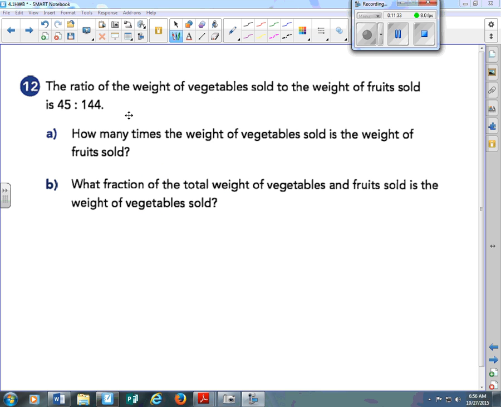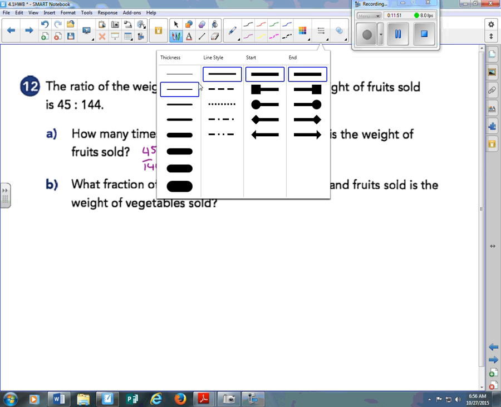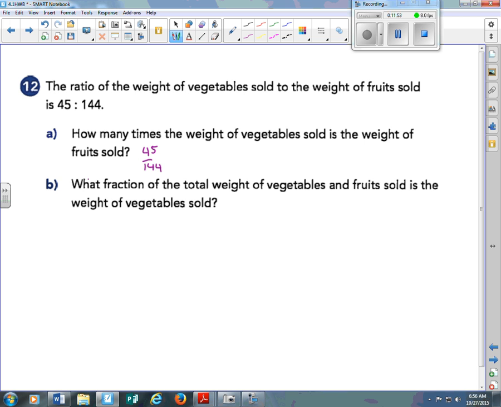I'd have to hurry up because I'm only allowed to upload 15 minutes at a time. But the ratio of the weight of vegetables sold to the weight of fruits sold is 45 to 144. So we set up our ratio 45 over 144. And it says how many times the weight of the vegetables sold is the weight of the fruits. So make sure I have my labels here. So we have to figure out how many times 45 goes into 144.